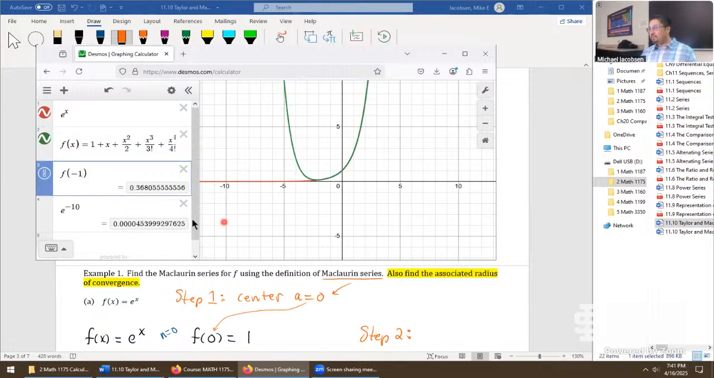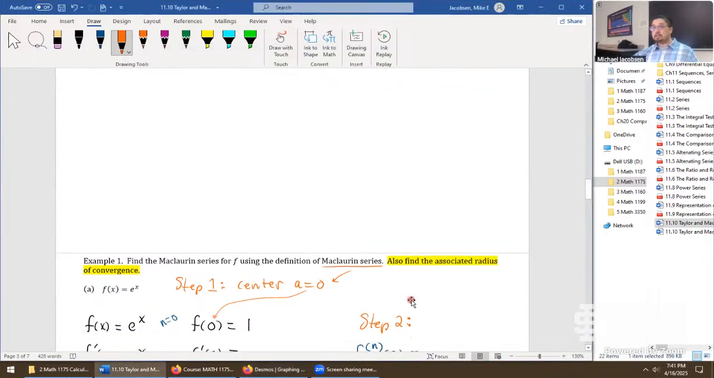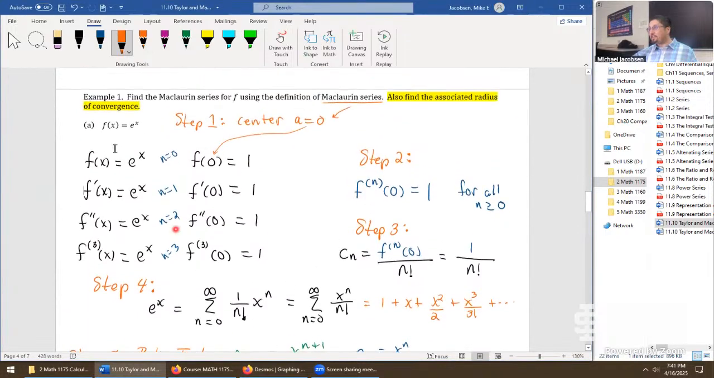So f at -1 and e power -1 match up really, really well. But if we go too far out, it starts to mismatch on us quite a bit. So that's in essence what's going on every time we find a power series representation. We're finding great ways to approximate. I think we've mentioned this before as well.